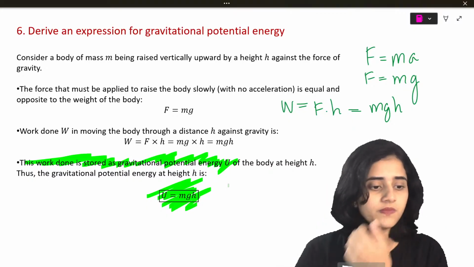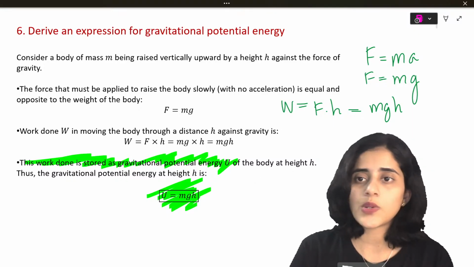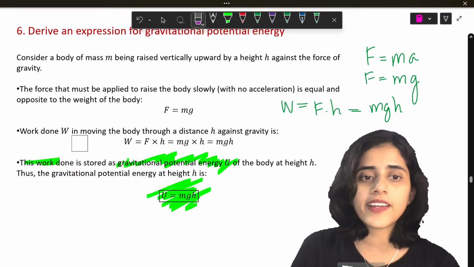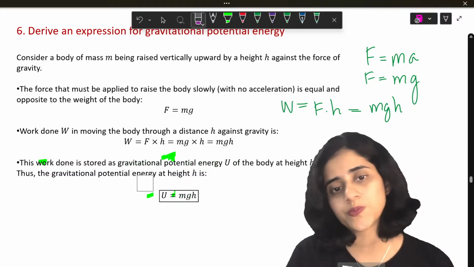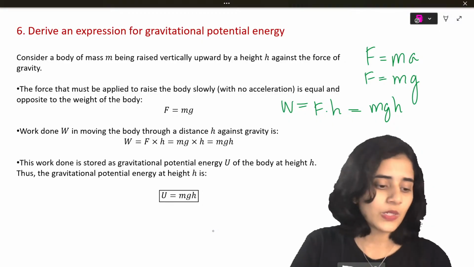Okay. Is it clear? Okay. Is it clear, Shivu? Are you understanding now? Okay?